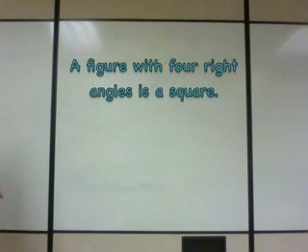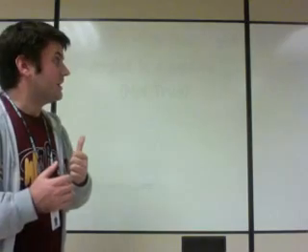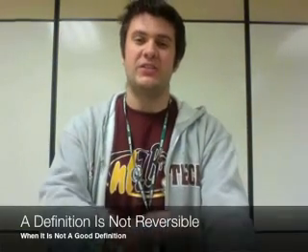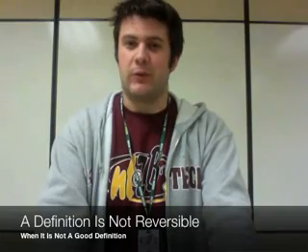So the reverse of this is, a figure with four right angles is a square. Now, that's not necessarily true. You could have a rectangle, which is not a square, and that would still have four right angles. So this is not a good definition because the reverse is not true. So we can't rewrite it as a biconditional. All we say is that this definition is not reversible.